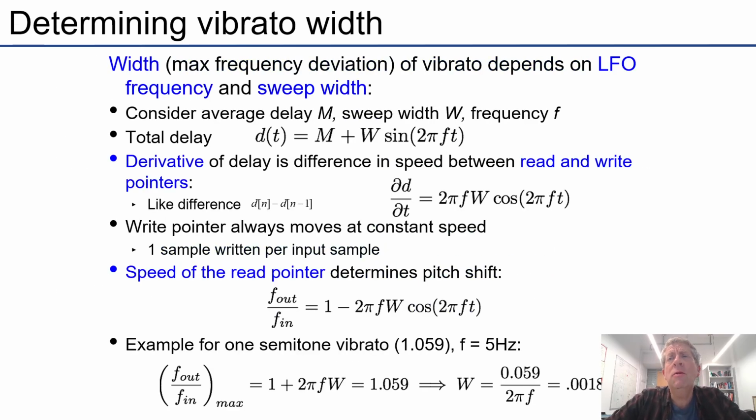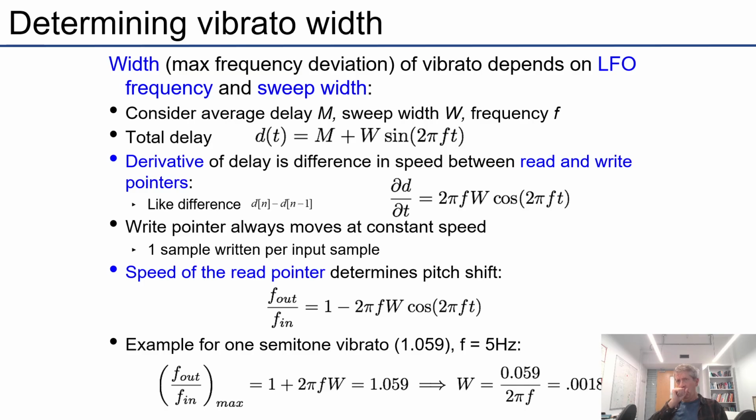So now consider a few of the other aspects. Vibrato, the maximum frequency deviation. Determining the width, or maximum frequency deviation, of the vibrato, essentially if it goes from 90 hertz to 110 hertz, the extremes of that vibrato, essentially 10 hertz either way from an average, depends on the LFO frequency and the sweep width.